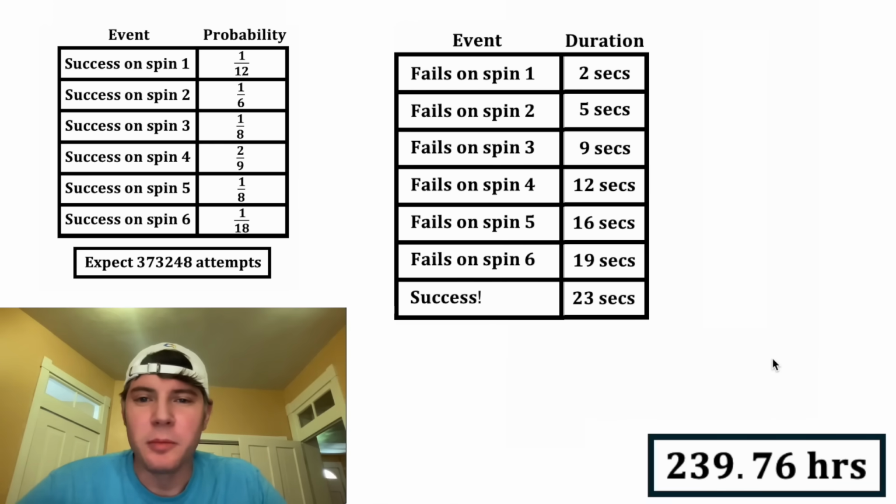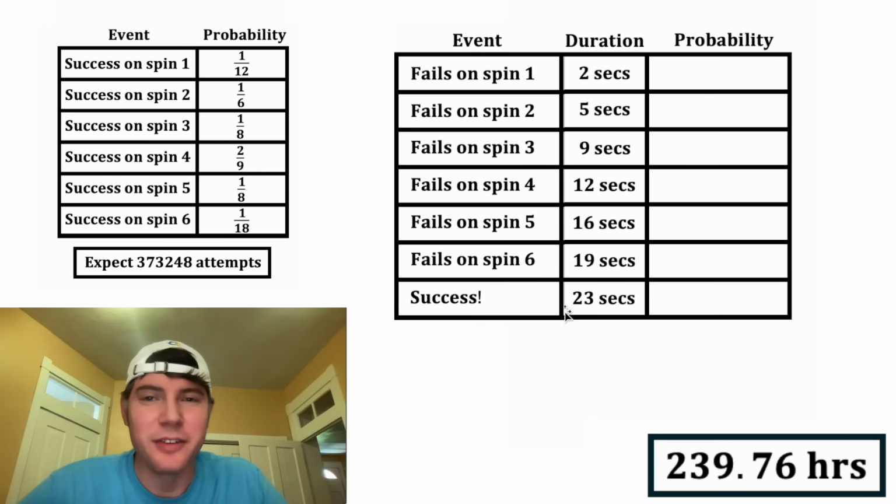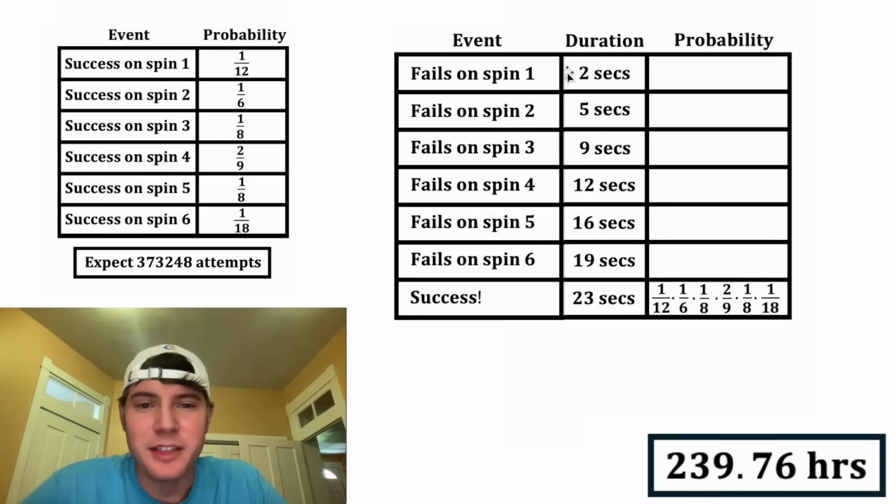Now let's add another column of the probabilities for each of these events. We already did the probability of a successful take. That's going to be all of this stuff multiplied. But now we got to figure out these other ones. So looking at this first event, this is where the first spin fails. And that's going to be an 11 out of 12 probability because the probability that the first one succeeds is 1/12. So the probability it fails is 11/12.